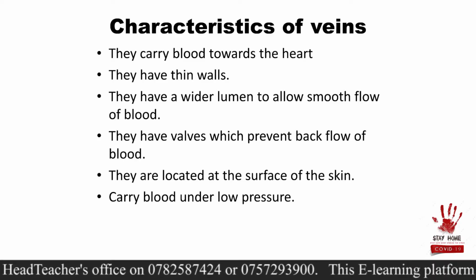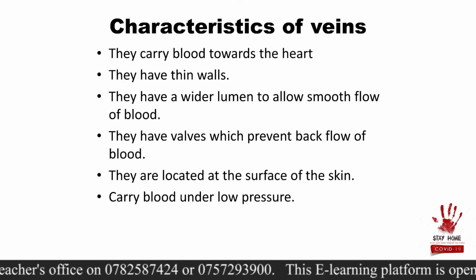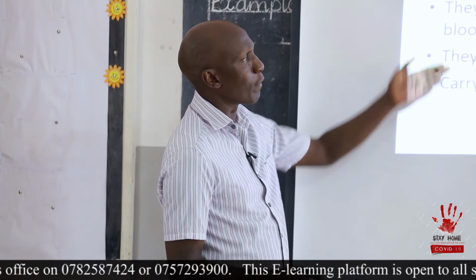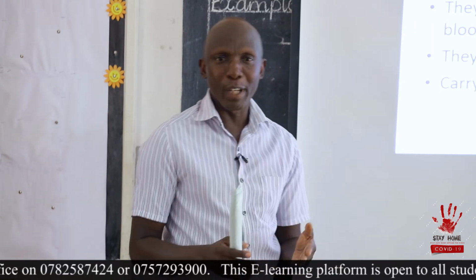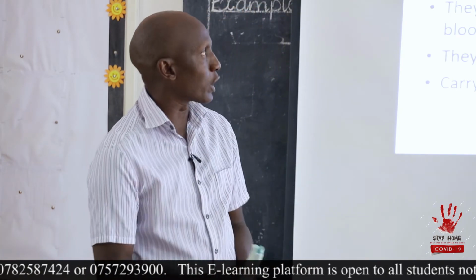Then also veins, they are located at the surface of the skin. They are not very deep in the skin. Then lastly, they are carrying blood with a low pressure. I've already mentioned that. That's why they have the valves there. Because blood passing through the vein is moving at a very low pressure, that's why they need the valves there. So let us look at the structure of a vein.